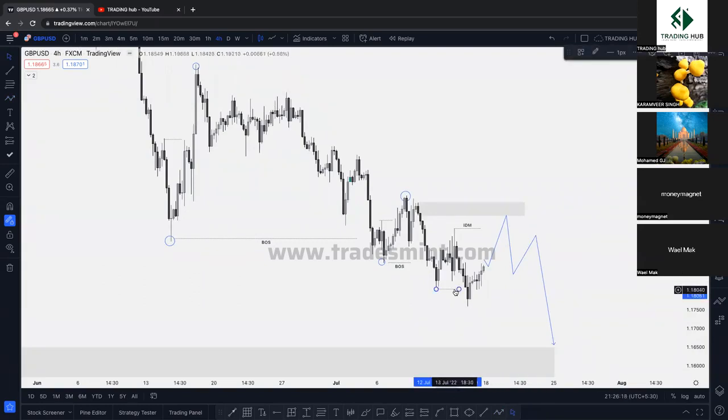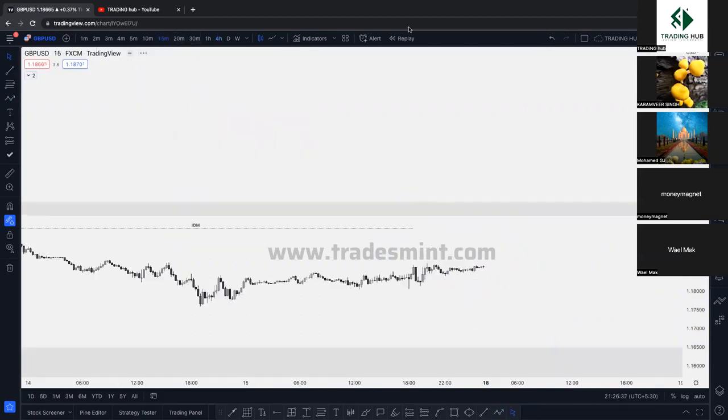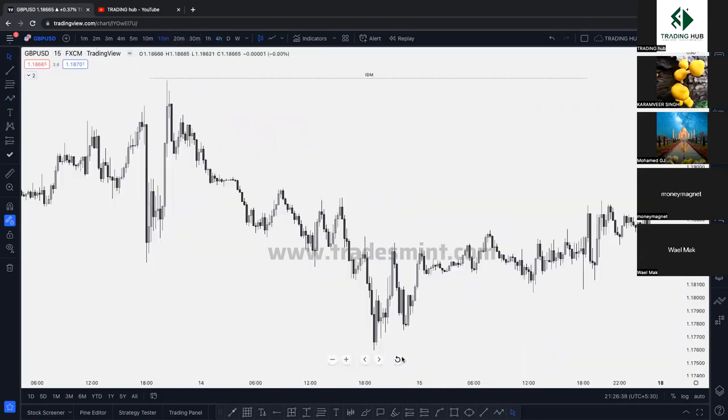Correct. This is the overall scenario in the 4-hour in GBP/USD. And this one is not a break of structure. This one is still a counter trend between this, like this. Correct. The market took out this inducement and pushed downside. So this is the overall idea in the 4-hour. Now let's switch into the 15-minute.